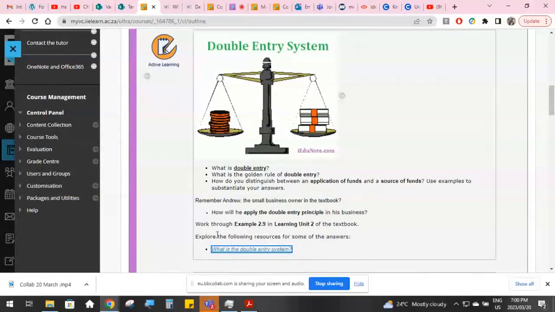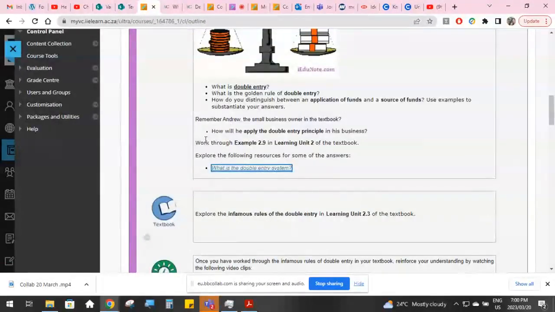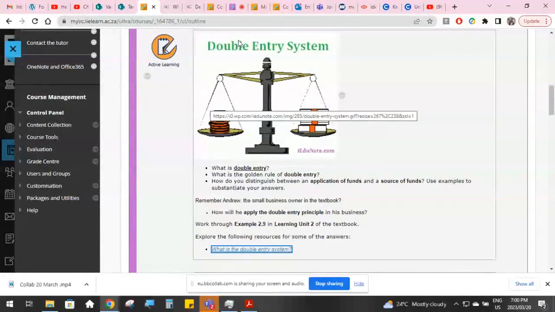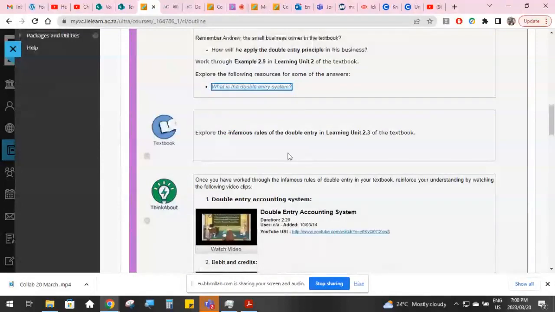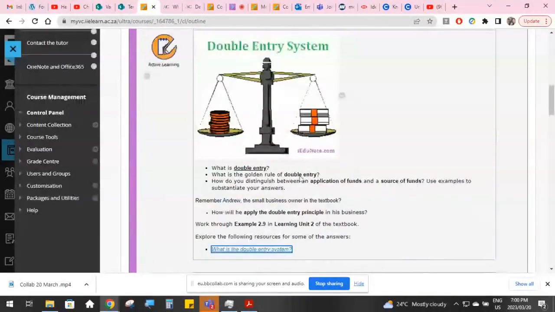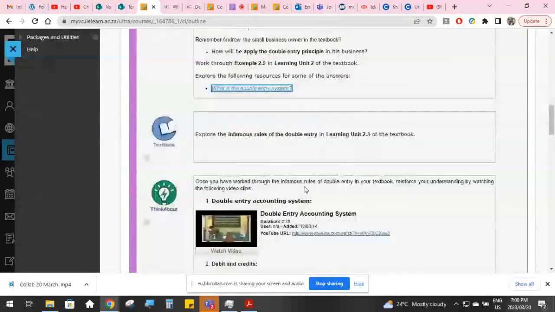Then you read these little notes, read through that, and it says to you, when you are at this part of the work, you work through example 2.9, and then you should, after that, understand the double entry system. When you've done that, explore the infamous rules of double entry in Learning Unit 2.3 of the textbook. So they're telling you exactly where in the textbook you will find this particular theme.